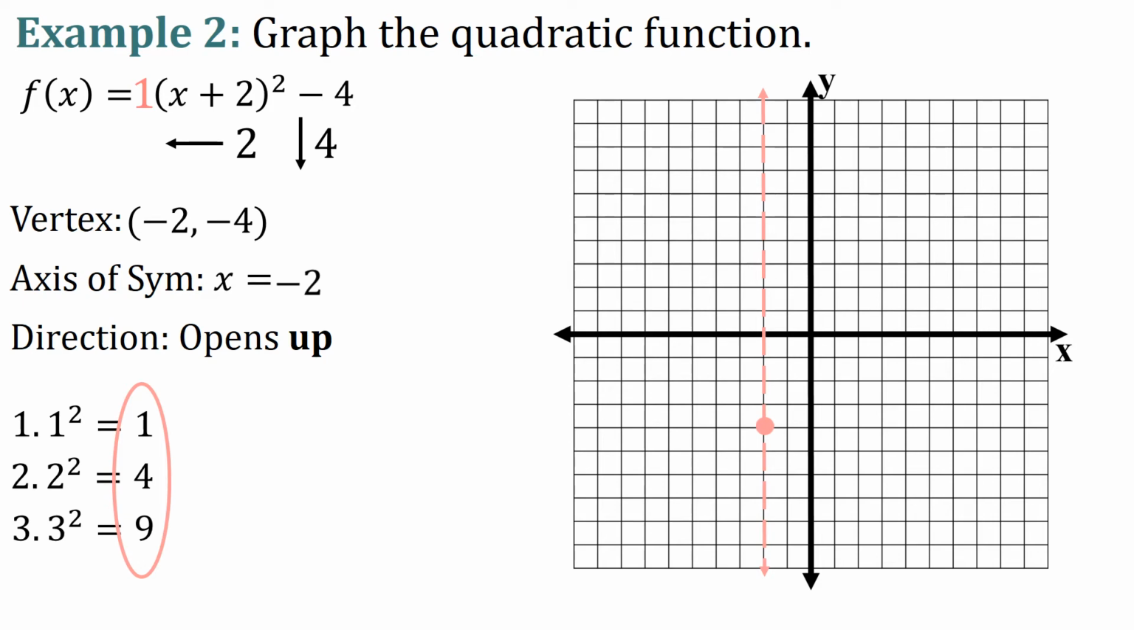This means that we're going to go out 1, up 1, out 2, up 4, out 3, up 9. Okay? Now, we know that a quadratic is a symmetric function to its axis of symmetry, meaning it mirrors across its axis of symmetry. So we're going to take these 3 points and mirror them across the axis of symmetry. And then we're going to connect them with a nice smooth curve. So there's our graph. We can see that our vertex is the minimum and that our zeros are -4 and 0.